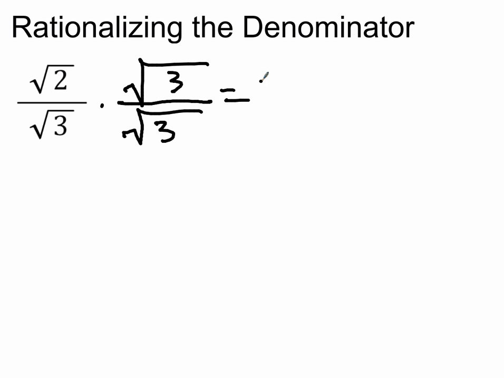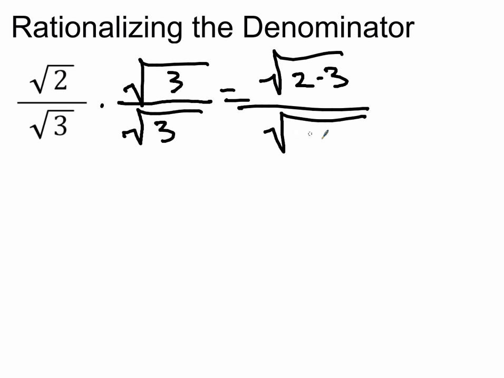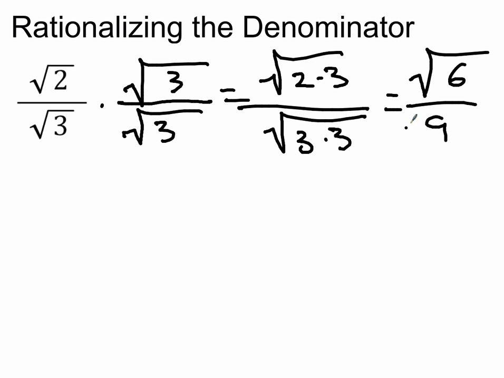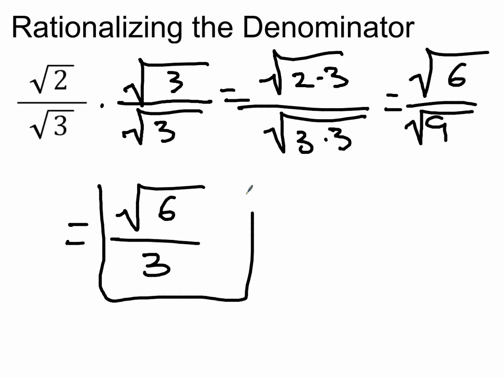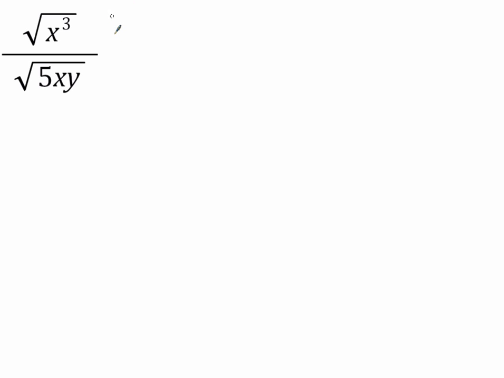Square root of 2 times the square root of 3 is the same thing as square root of 2 times 3. Square root of 3 times the square root of 3 is the same thing as the square root of 3 times 3, which gives us the square root of 6 over the square root of 9. Square root of 6 we can't simplify, but the square root of 9 we know is 3. And now we have a rational number on the denominator, which is what we wanted to do, hence the name rationalizing the denominator. So let's do the same thing but with variables.